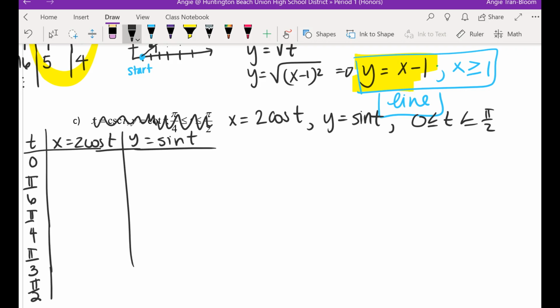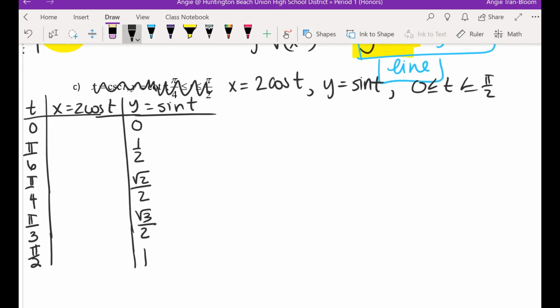So let's do the y first. Y is super easy, okay? Sine of 0 is 0. Sine of pi over 6 is 1/2. Sine of pi over 4 is root 2 over 2. Sine of pi over 3 is root 3 over 2. And sine of pi over 2 is straight up at 1. Then we can do cosine.